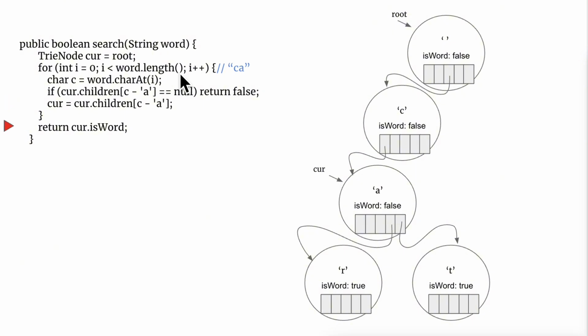Are we going to continue our for loop? No, because we already traversed each character of this given word, say A. So pointer cur is pointing to this node. And this node's is word value is false, which means our trie tree defines say A is not a word. So we will return cur's is word value, which is false.